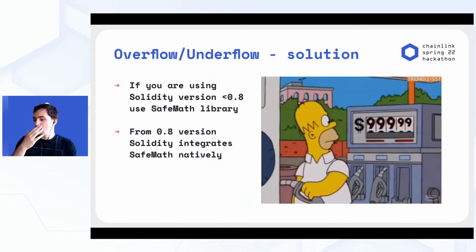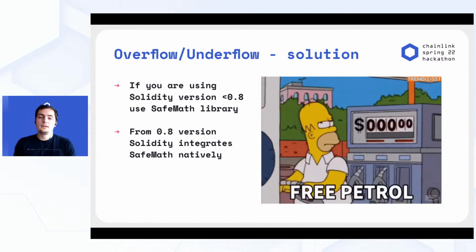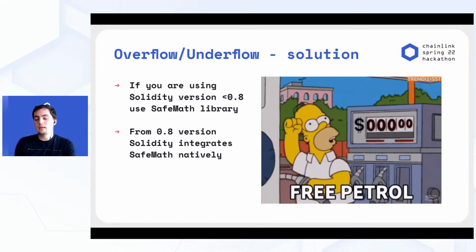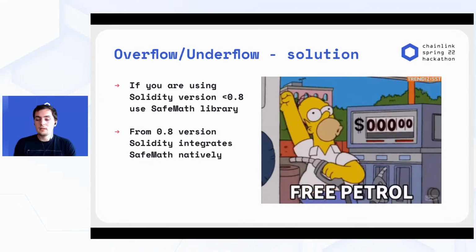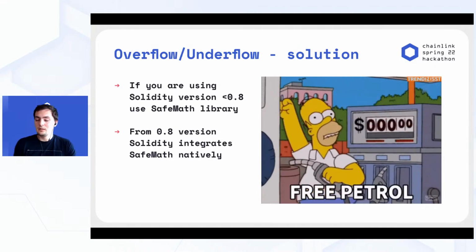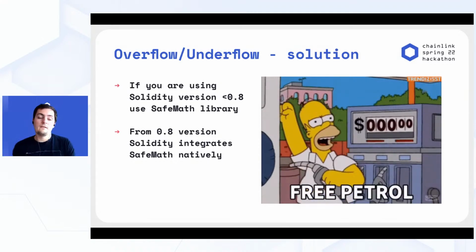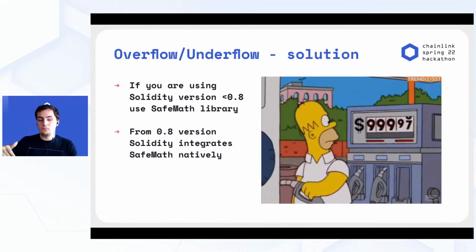So how can you prevent overflow and underflow attacks? Basically, if you're using Solidity versions less than 0.8, the mandatory step is to use safe math libraries. SafeMath is a common library embedded into OpenZeppelin contracts, so make sure to use it. If you're on Solidity 0.8 and above, the good news is that Solidity integrates safe math natively. So basically, you don't need to worry about this anymore, because the exact same contract we wrote over there, if you change the Solidity version to 0.8 or above instead of 0.7, will work properly. So just keep this in mind.